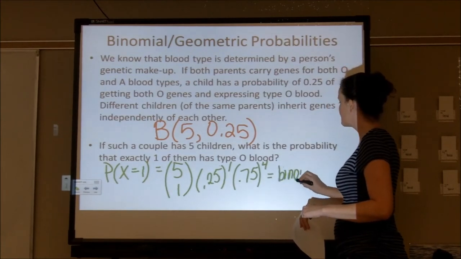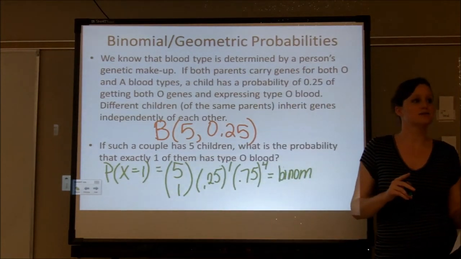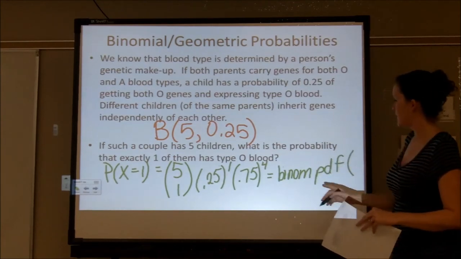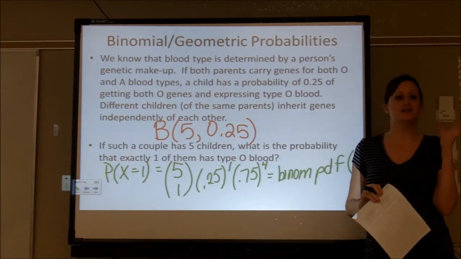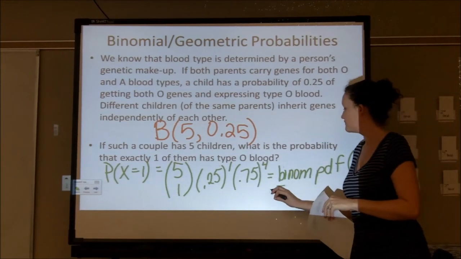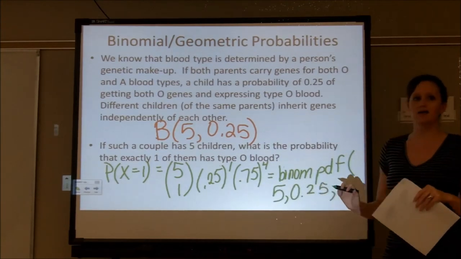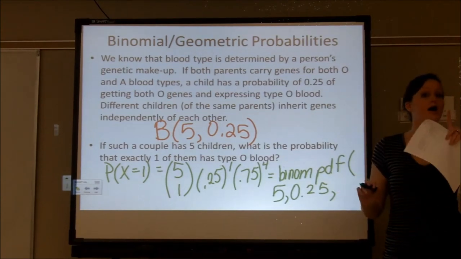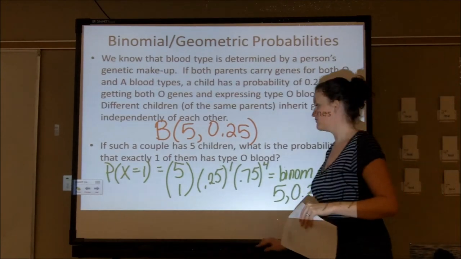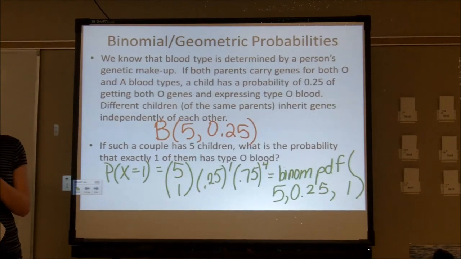Now let's talk about what we actually do. Binomial. The fact that I only want X equal to 1 means PDF. And I'm out of room. What follows is N, P, K. Number of trials, 5. Probability of success, 0.25. And what's K? 1. It's what I want to actually find the probability of. I know that's really misaligned and far off. So I would do binomPDF, 5, 0.25, 1.